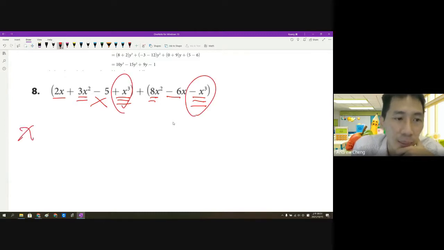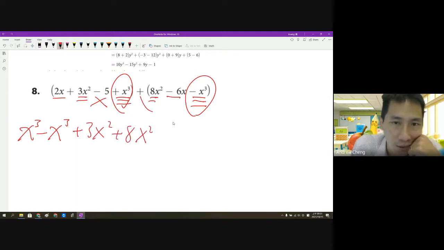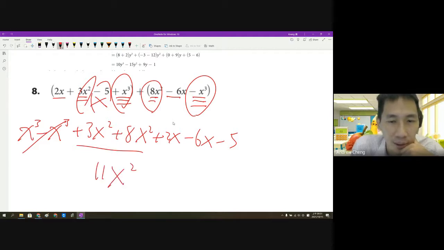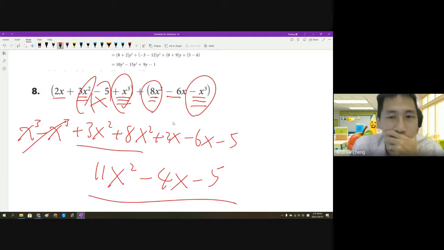That'll be x cubed subtract x cubed, and then plus 3x squared plus 8x squared. There's two terms, right? And then the x term: plus 2x minus 6x. Finally, only one constant, minus 5. So the answer is 11x squared minus 4x minus 5. Done. All right.